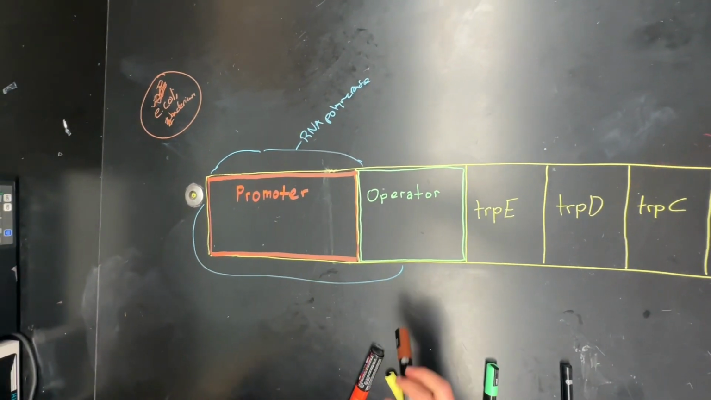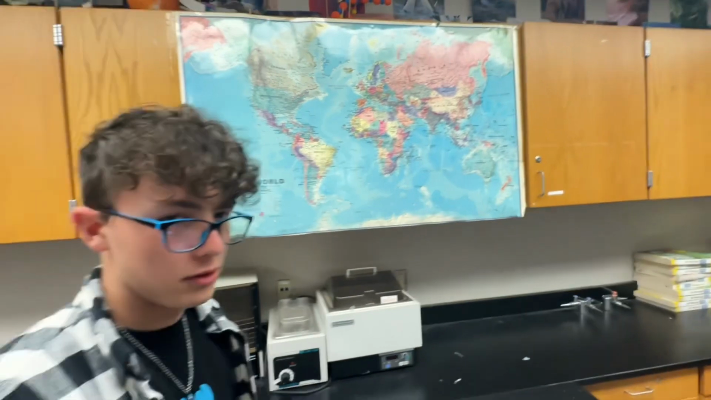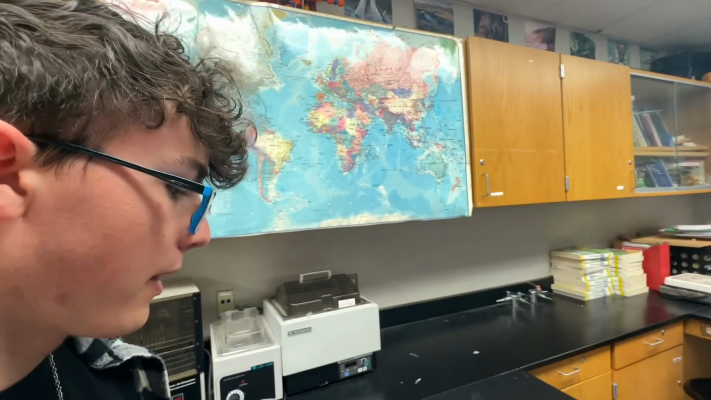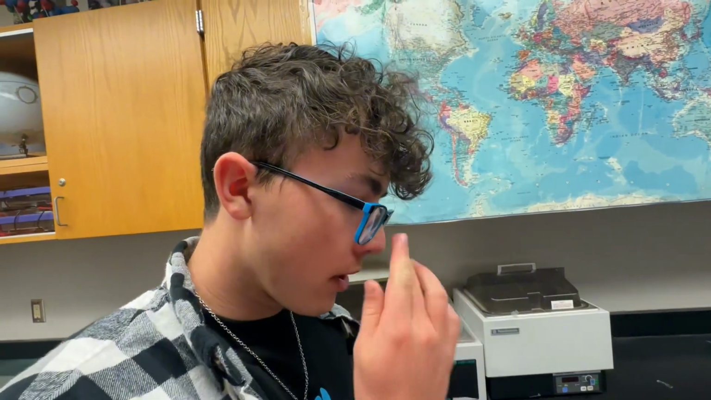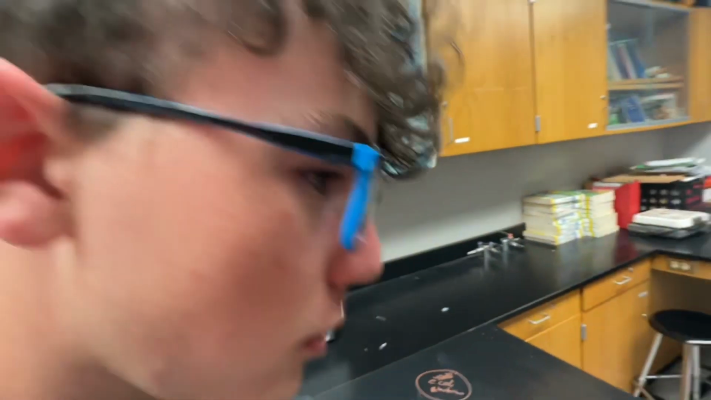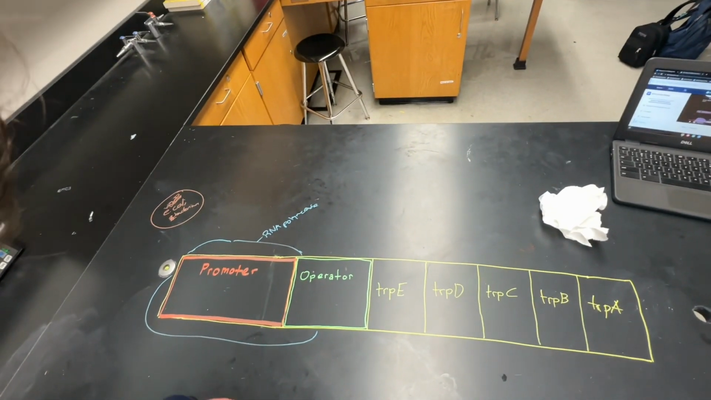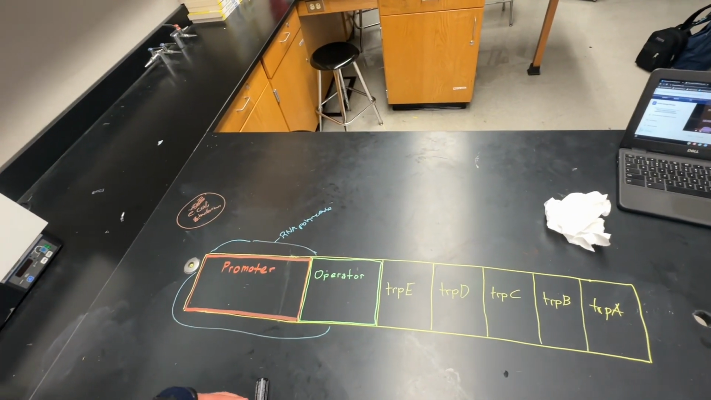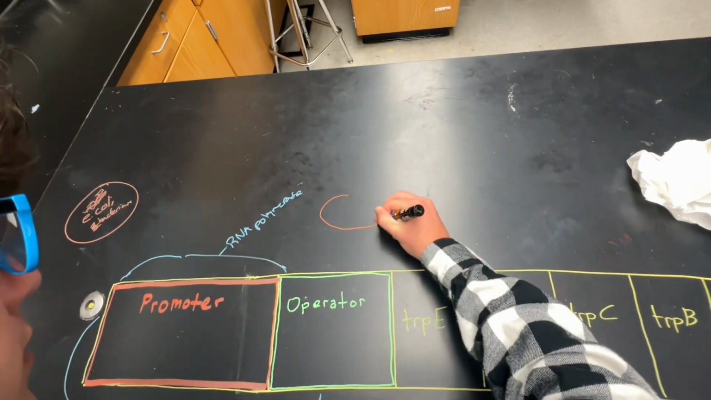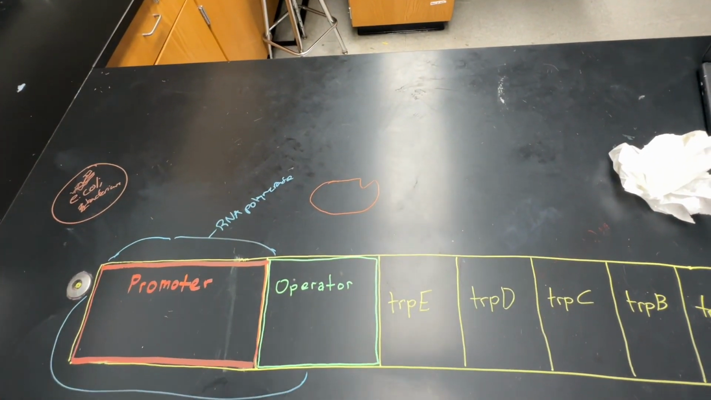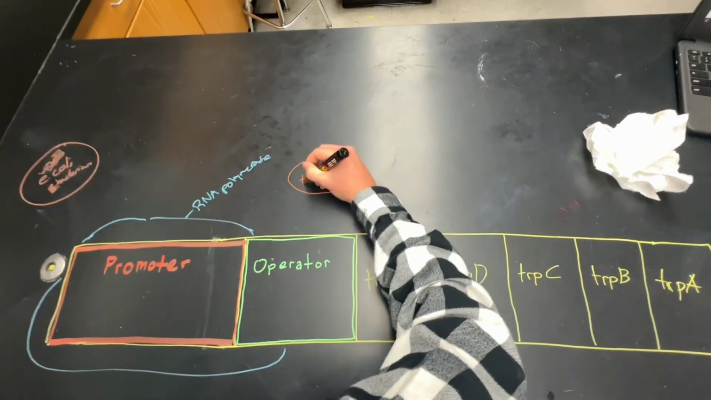But this would only happen in a low tryptophan environment, because when you don't have much tryptophan, what are you going to want to do? You're going to want to make it so that you have it for your proteins. But when you're in a high tryptophan environment, you don't want to waste all of your resources making more tryptophan when you don't need it. So we have this thing called the Trp repressor. You have your Trp repressor here.